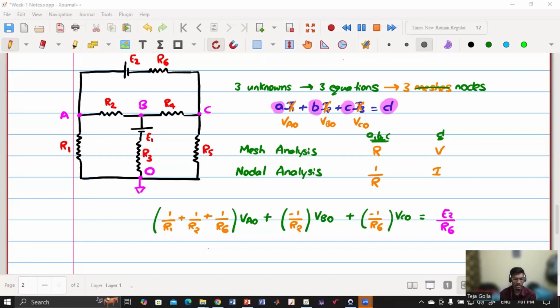Now coming to the RHS side, which is somewhat tricky compared to mesh analysis, you have to see which branches connected to the terminal A have a voltage source. So only E2 and R6 is the branch that has the voltage source. So what you will write is first E2 by R6, which is the current value in that branch. Now, in order to define whether the current is positive or negative, you have to see whether A is at a higher potential or lower potential in that branch. If you see in this branch, E2, this is plus and this is minus. So A is at a higher potential, which means the sign is plus.